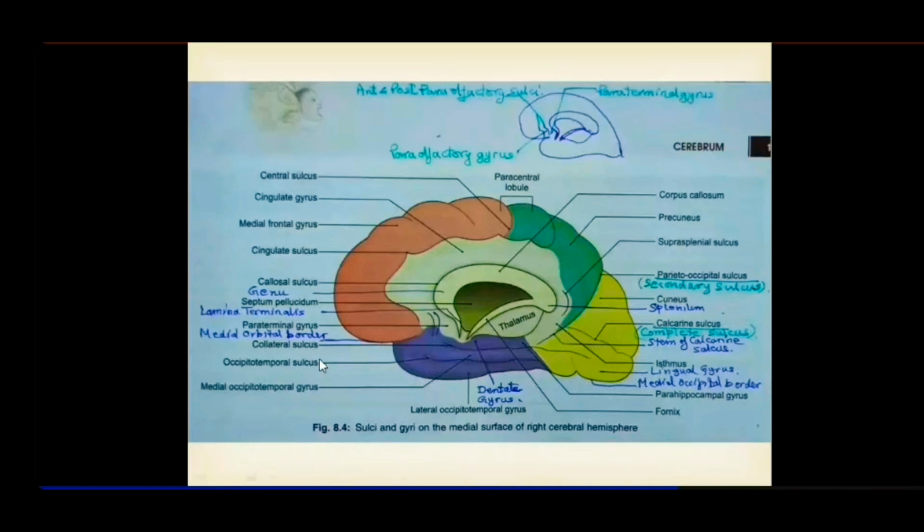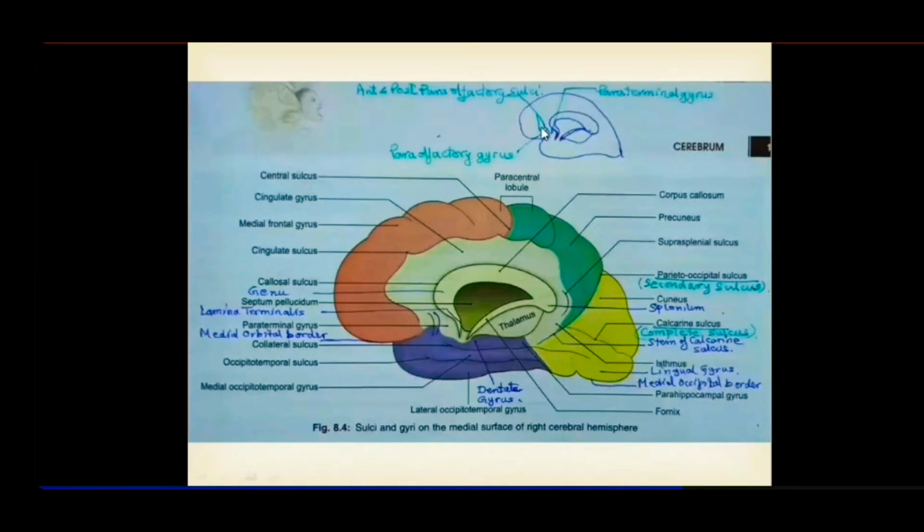Actually, this is the splenium, and this continues as the lamina terminalis, and the gyrus terminalis will be just anterior to that, right? So this is the lamina terminalis and the gyrus terminalis anterior to that. I told you the parts of the corpus callosum: genu, body, splenium, and the fornix. So this is the lamina terminalis, and just anterior to that will be the paraterminal gyrus.